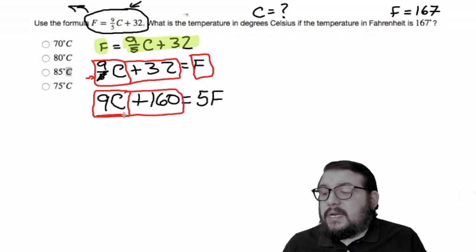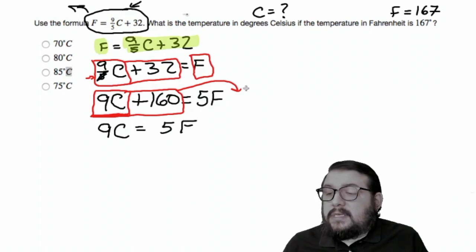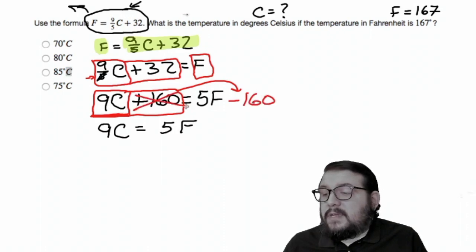Now I'm interested in isolating this C term. Okay, so I need to get everything else out of there. So I'm going to move that 160 term over here. So 9C equals 5F. And when this 160 moves over, it becomes minus 160. And that takes it away from the left side and moves it over to the right side. Okay, so I'm going to put here minus 160.